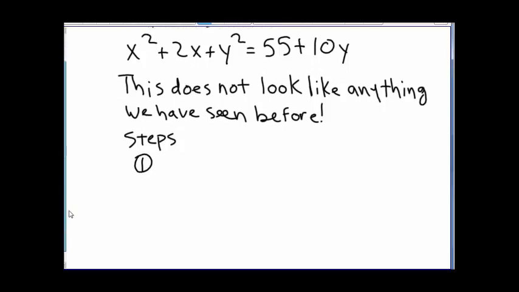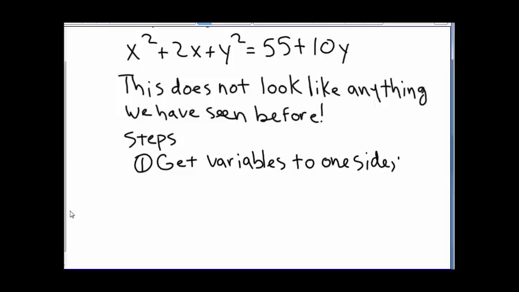So the first step is going to be that we need to get all the variables to one side, and we want them in descending order. So we'd have x squared plus whatever x. And then we want to leave a little space so we can put a number there later on. And then y squared plus whatever the y value is, leave a little space, and have the constants on the right hand side. So we're going to keep 55 on the right.